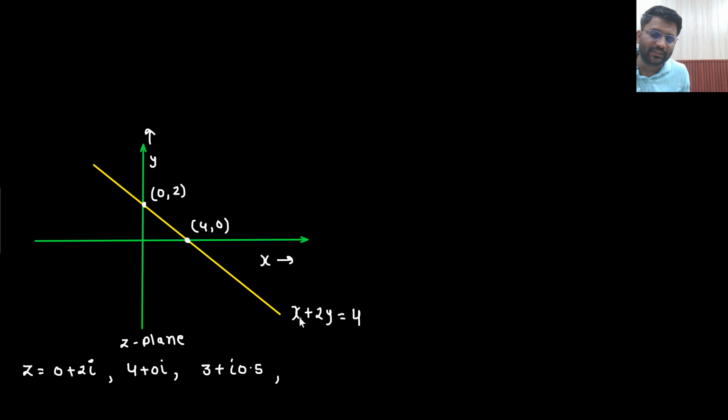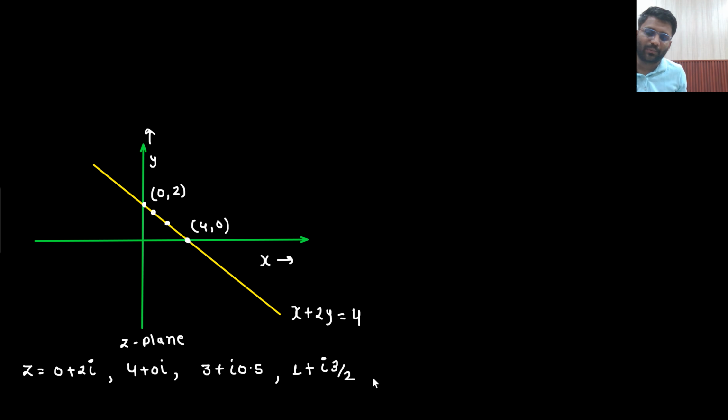If I put x as 1, then the value of y will come out to be 3 by 2. So, this point is also lying on this line. All these points are there. X equals to 3, y equals to 0.5 would be somewhere here. X equals to 1, y equals to 3 by 2 would be somewhere here.